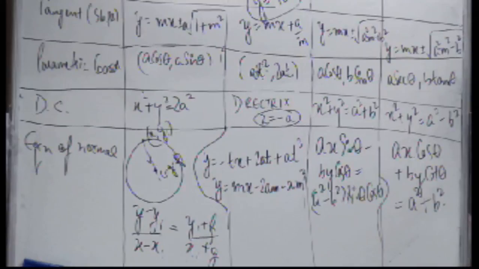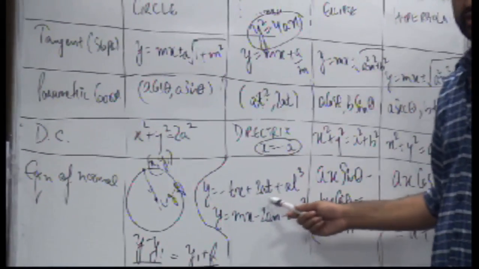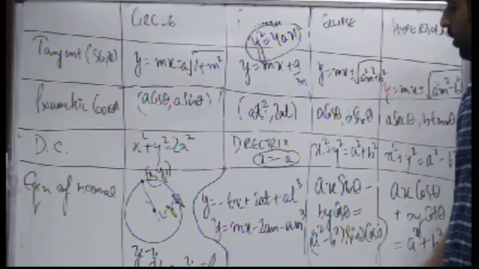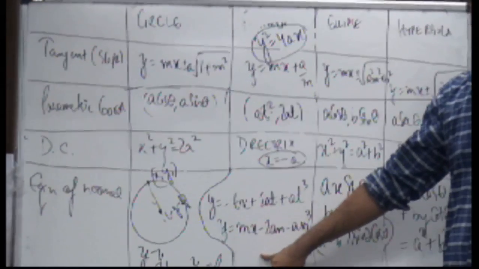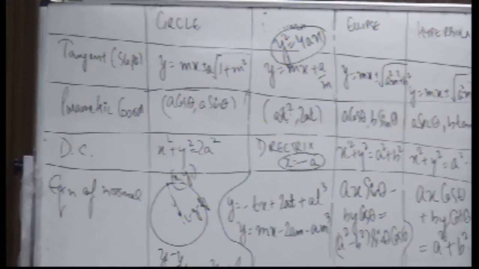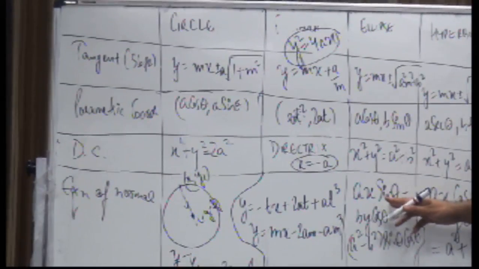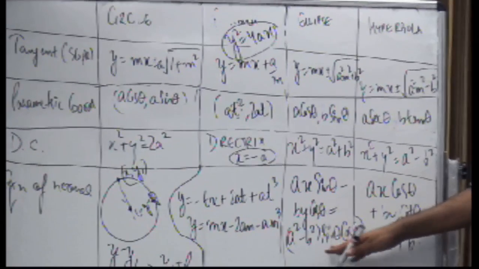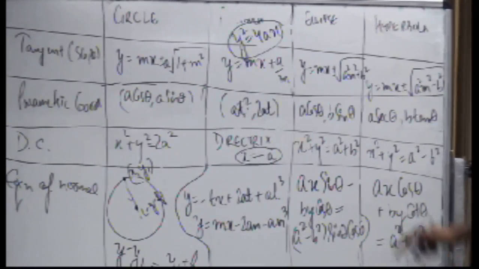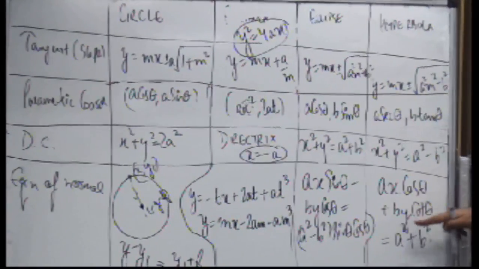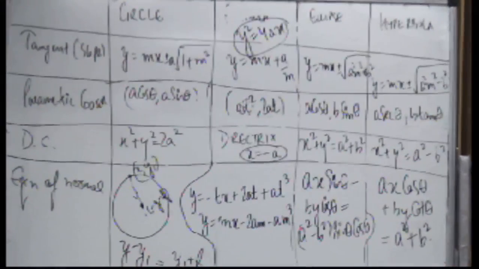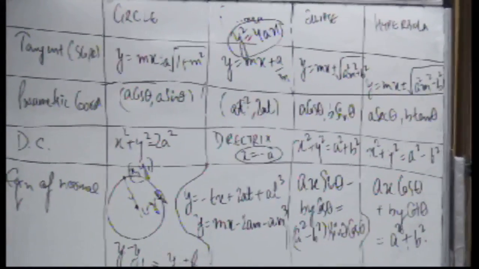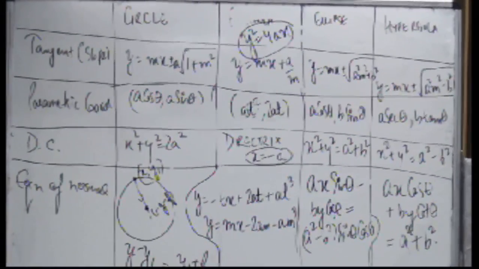For the parabola, y = −tx + 2at + at³, or if you want to see it in the slope form, y = mx − 2am − am³. For the ellipse, ax sin θ − by cos θ = (a² − b²) sin θ cos θ. And here we have ax cos θ + by cot θ = a² + b². So write down the next topic.